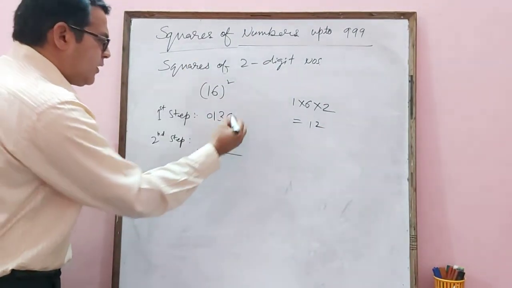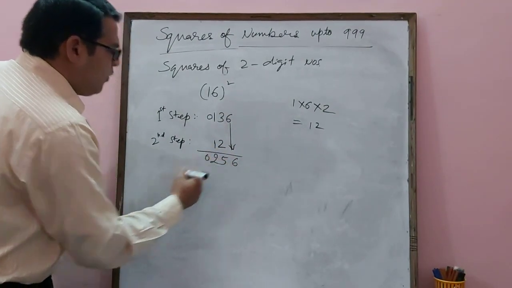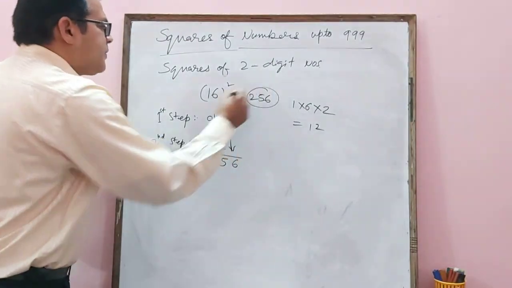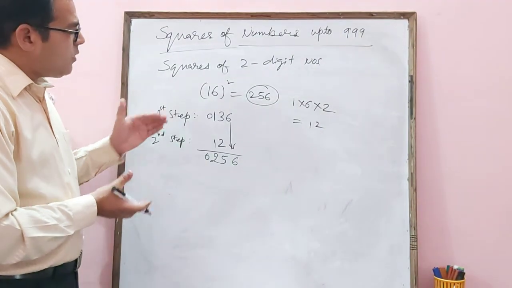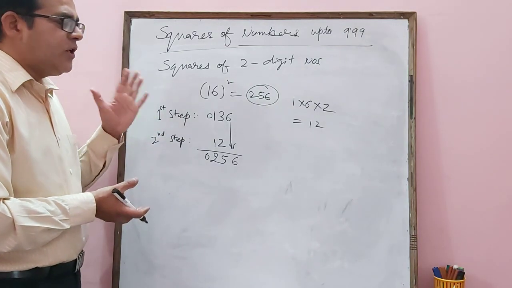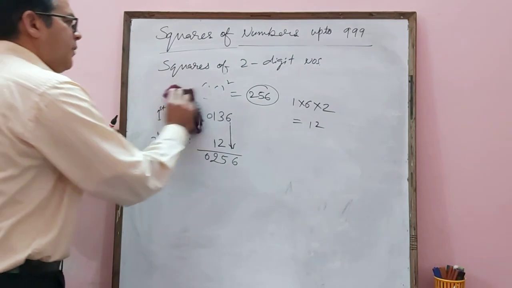Now add all these together. 6 as it is, 3 and 2 is 5, 1 and 1 is 2, and 0 we can write, this is optional. So we can write here 256. So 256 is the square of 16. So without much calculation we are able to find the square of any two digit number. This is very interesting. I am taking more examples here.